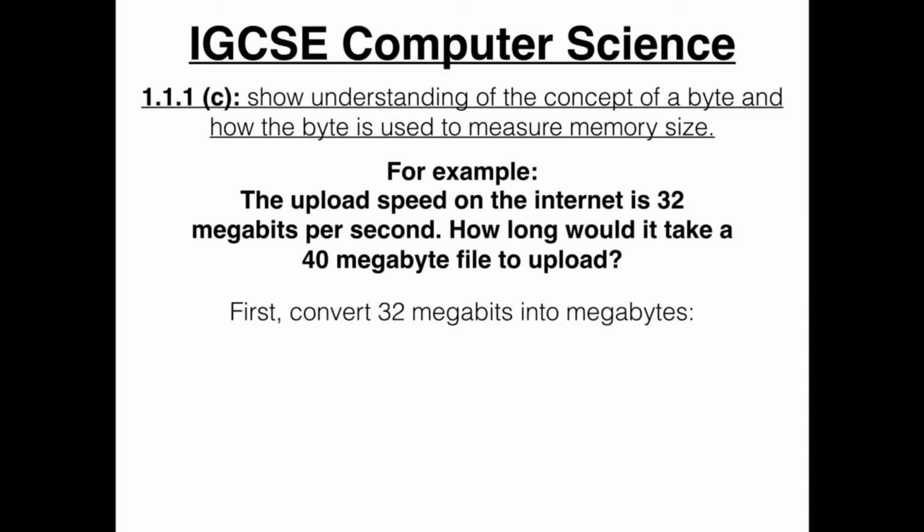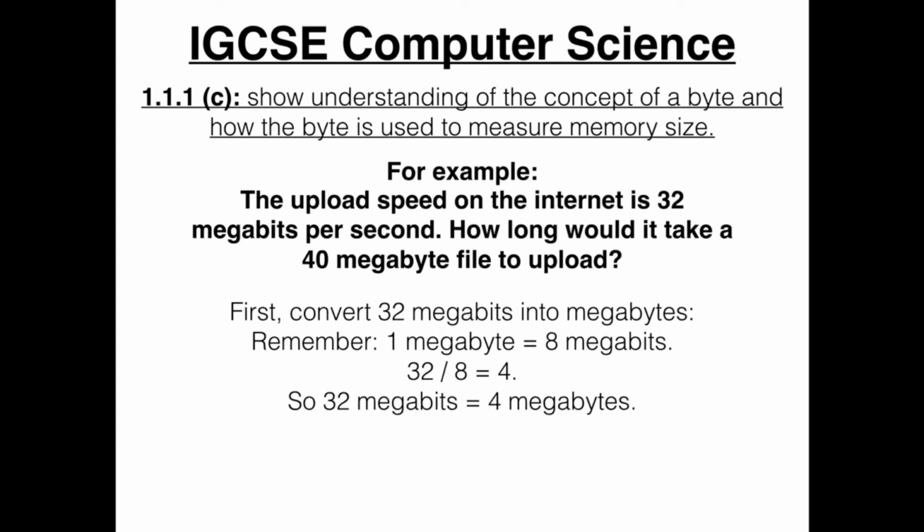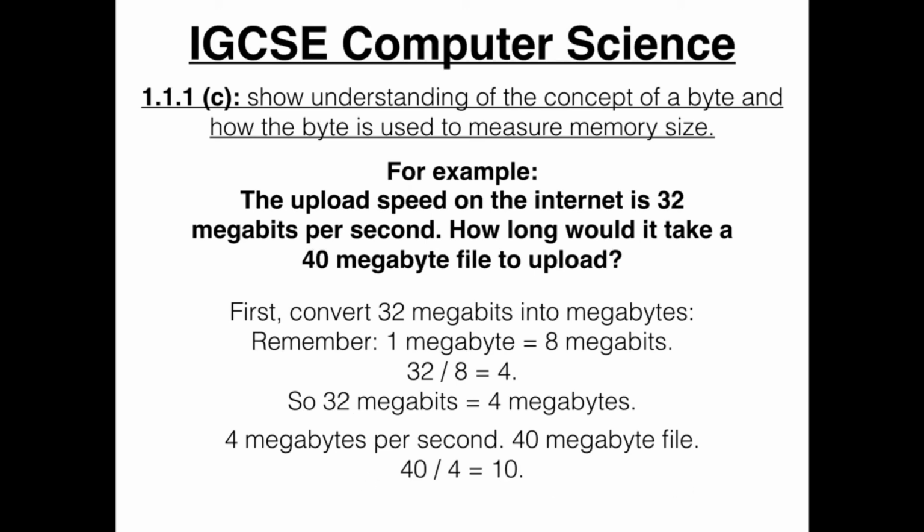First you convert 32 megabits into megabytes. Remember that 1 megabyte is 8 megabits, so it would be 32 divided by 8, which gives you 4. So 32 megabits is 4 megabytes. That gives us 4 megabytes per second, because it's 32 megabits per second here. And we have a 40 megabyte file, so easy, 40 divided by 4 gives us 10, so 10 seconds to transfer.